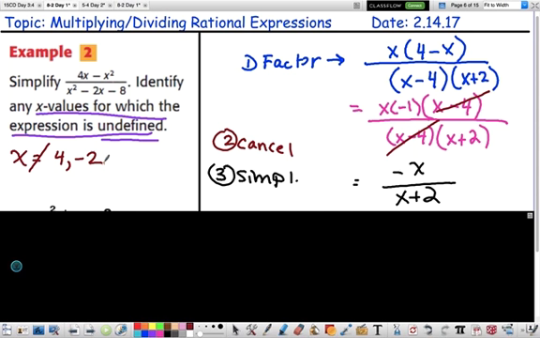Okay? If it doesn't make sense, just try and go back and plug them in. 4 squared is 16. Minus 2 times 4, that's minus 8, so that's 8. 8 minus 8 is 0. Can't divide by 0. Same thing will happen for negative 2. Good? Okay?